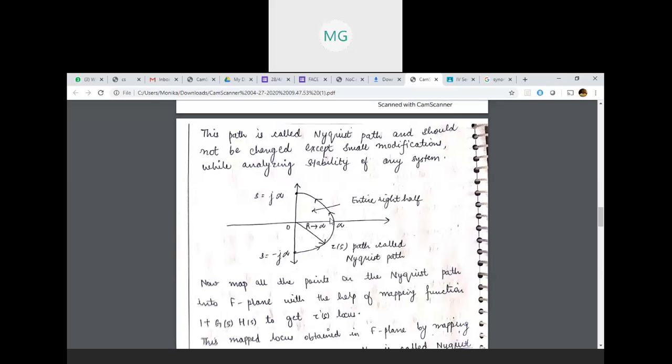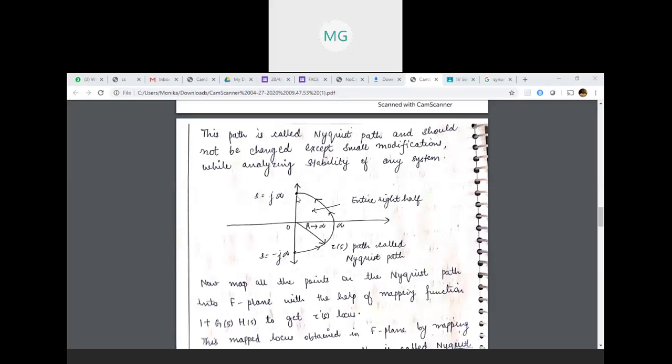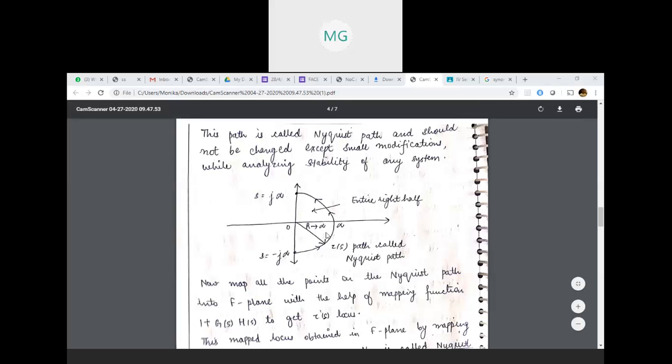Nyquist path, which is known as T(s), should encircle the entire right half of the S plane. Such a path should start from s is equal to j infinity. You know that j infinity means it is on the imaginary axis. So this point is at infinity on the positive imaginary axis. Such a path should start from s is equal to plus j infinity. It should be continued till s is equal to minus j infinity along the imaginary axis and should be completed with a semicircle of radius infinity. So what is the radius of the semicircle? Can you tell me? All of you, please respond. What is the radius of the semicircle? Yeah, tell me.